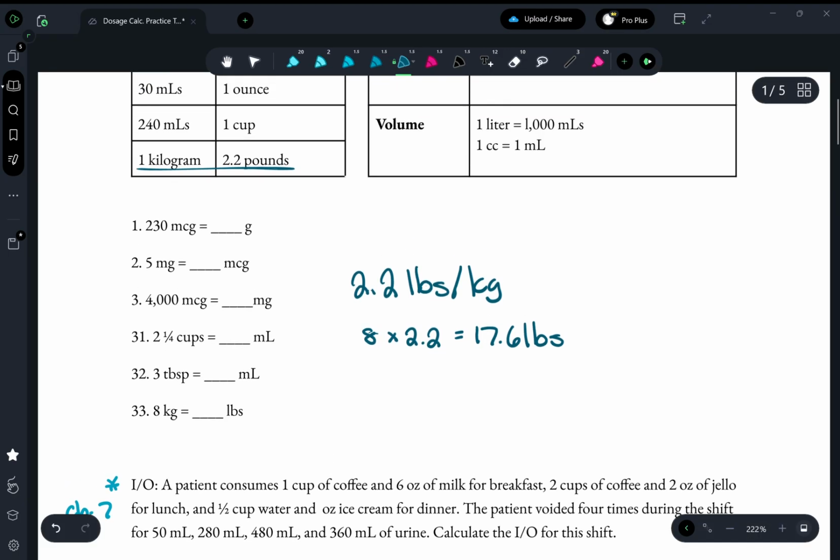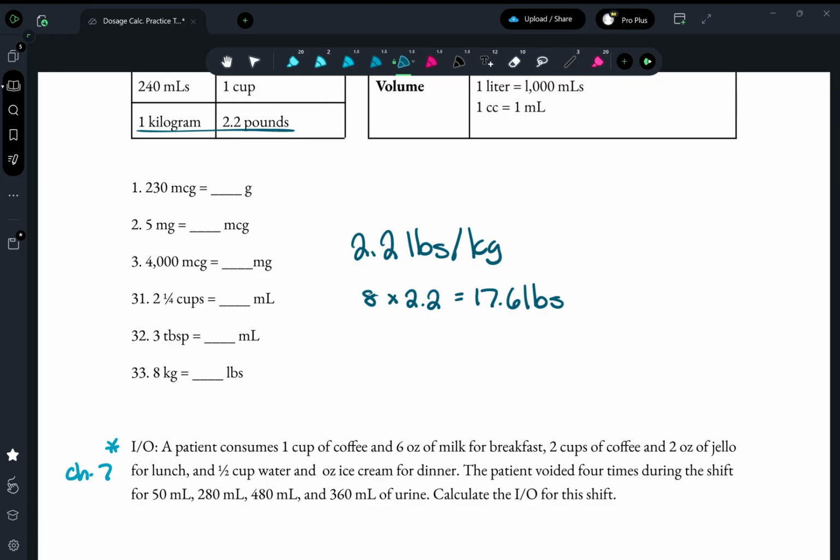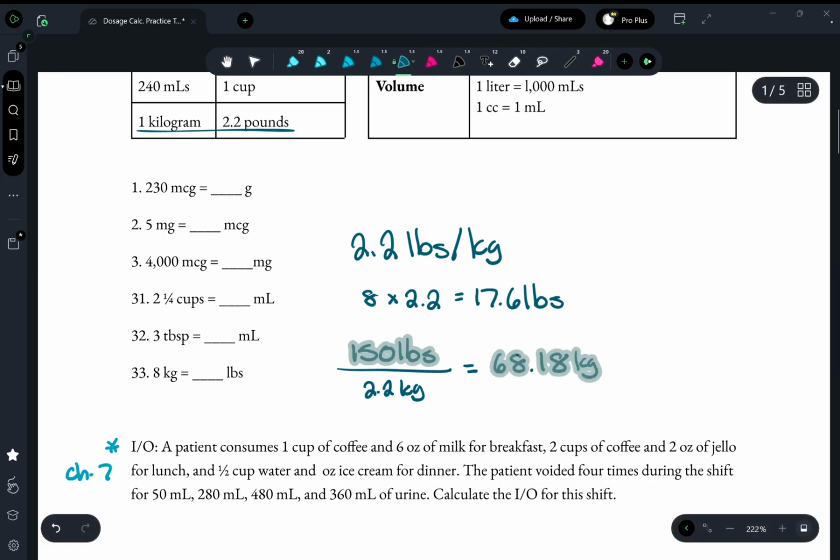If we wanted to know how many kilos, which is more often what you're going to do, you get the patient's weight in pounds and have to convert it to kilos. So if you have a patient that weighs 150 pounds, you're going to divide it by 2.2 and get whatever that number is. 68.1. So that would be your kilograms. Don't ever mess this up. Always triple check your weight, because that is the most tragic mistake to make.